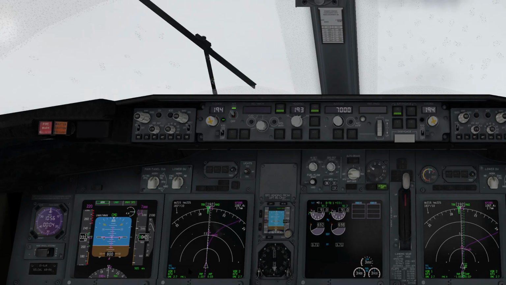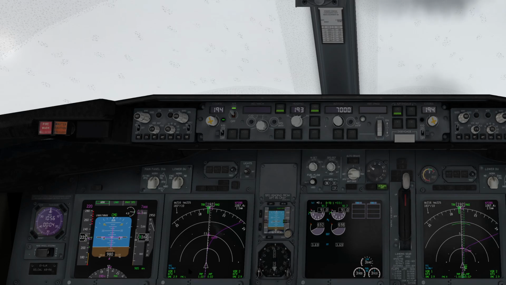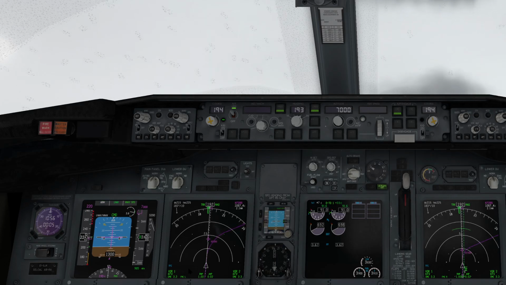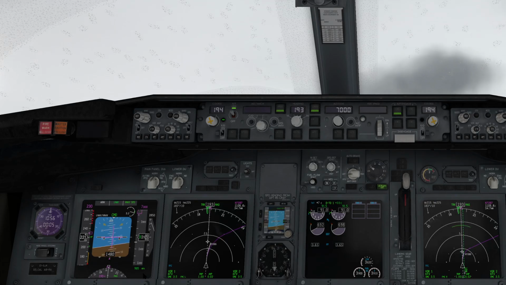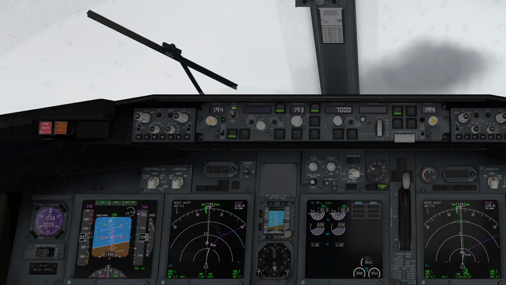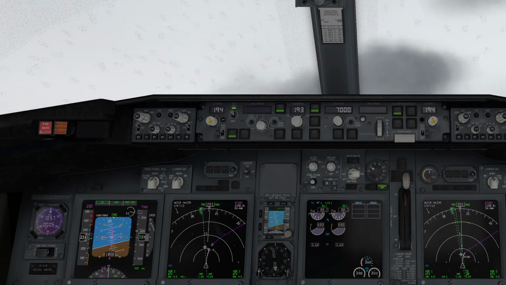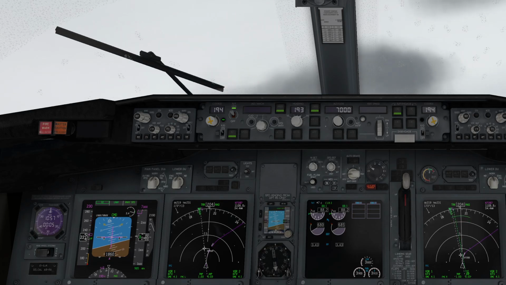Maintaining 220 knots for the waypoint speed restriction. 1,000. So LNAV is engaged. Turning right. Increasing speed to 230, flaps up.